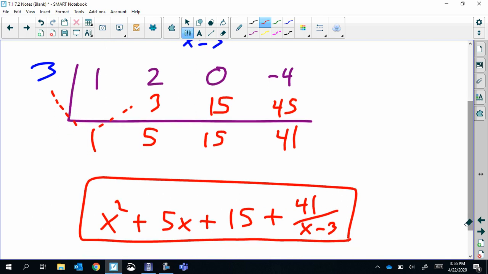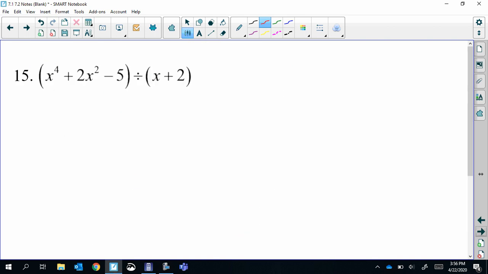Just a different process. Synthetic, I think, is way shorter, but it doesn't work all the time. You have to do it only if you have a linear divisor. The term you're dividing by has to just be an x. Like this example here, x plus 2.